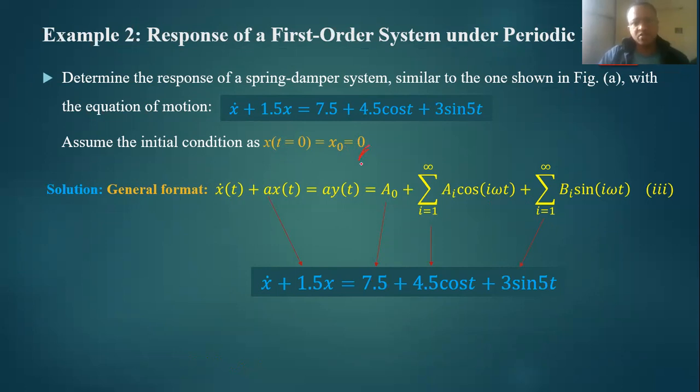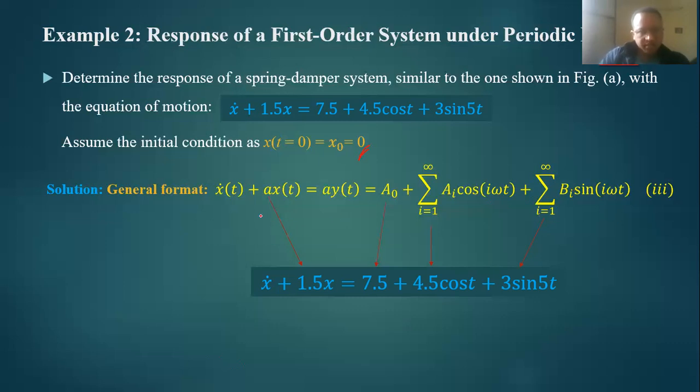So when the initial condition is 0, what will be the response of the system? The general format of the equation is x dot of t plus A x of t, which is equal to y of t, which is equal to a naught plus the summation of ai cos i omega t for i from 1 to infinity plus the summation of bi sine i omega t for i from 1 to infinity. So this is the general form of the equation.